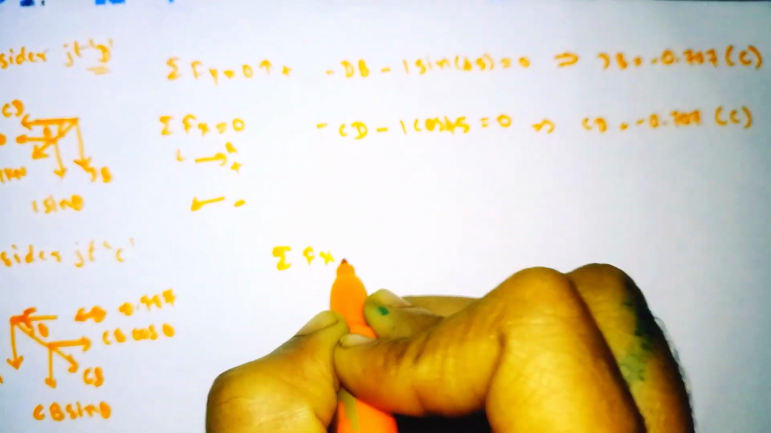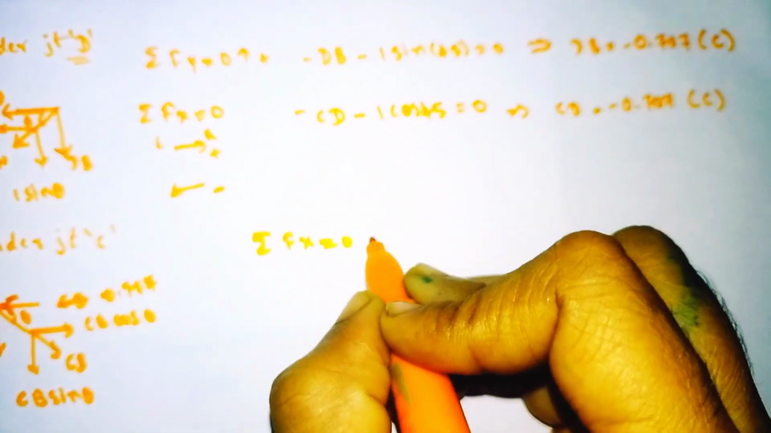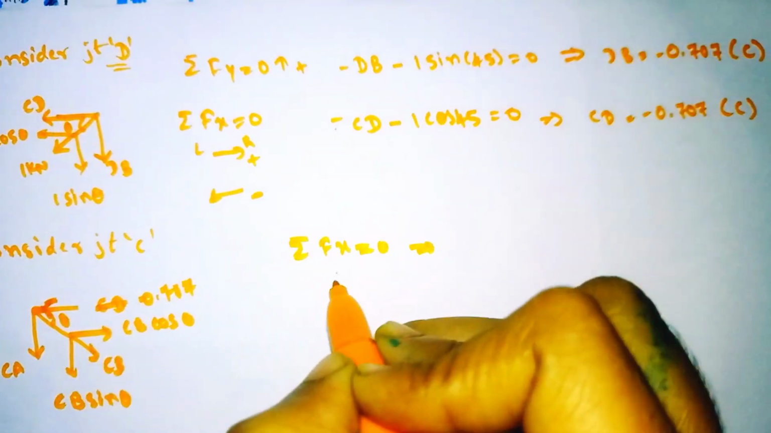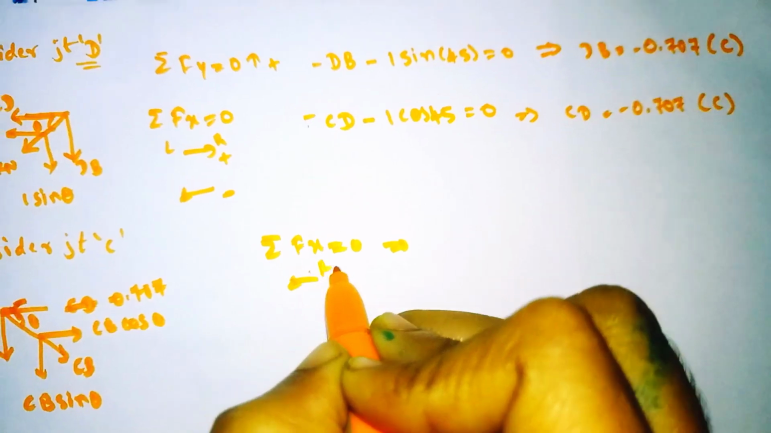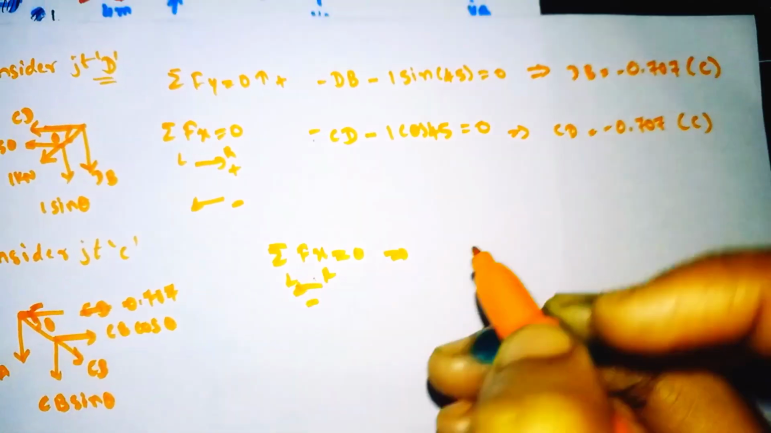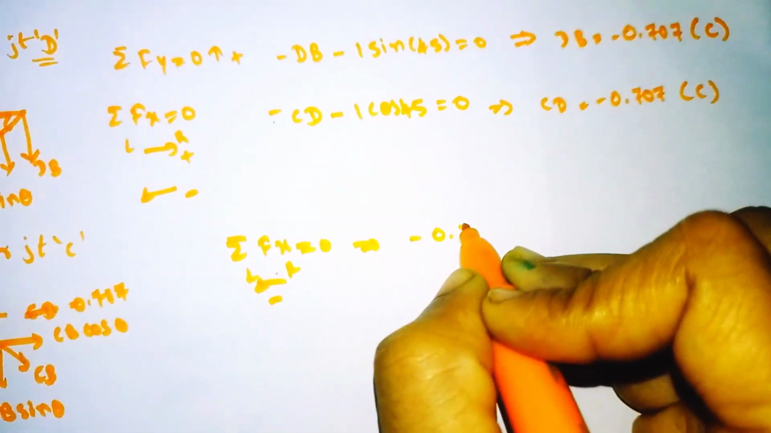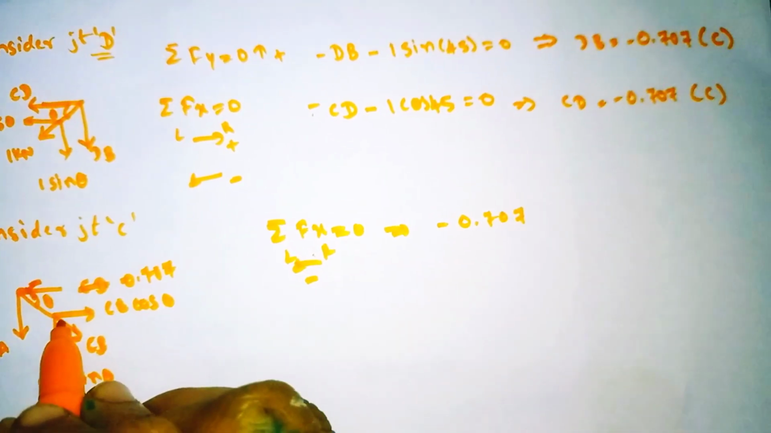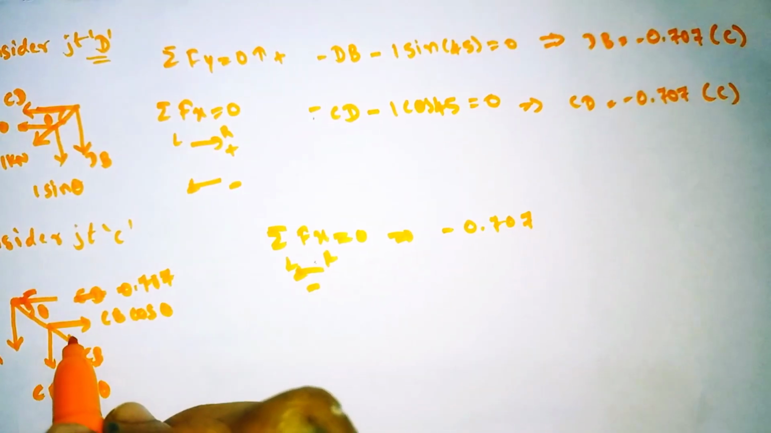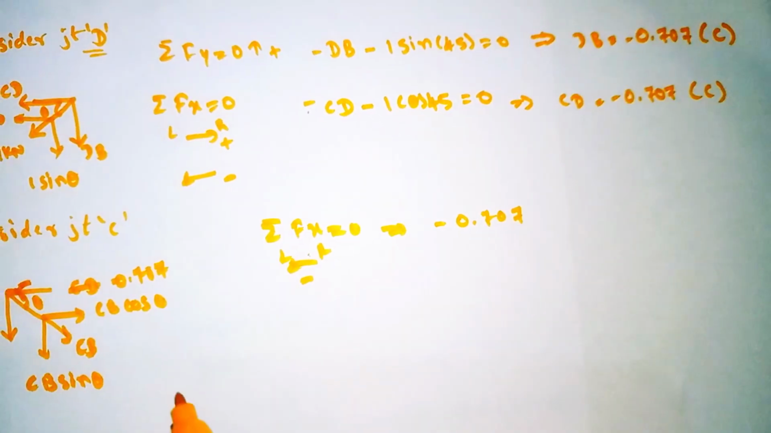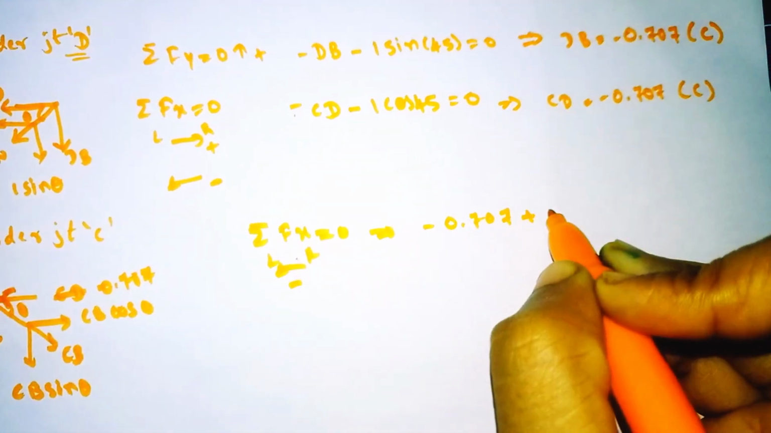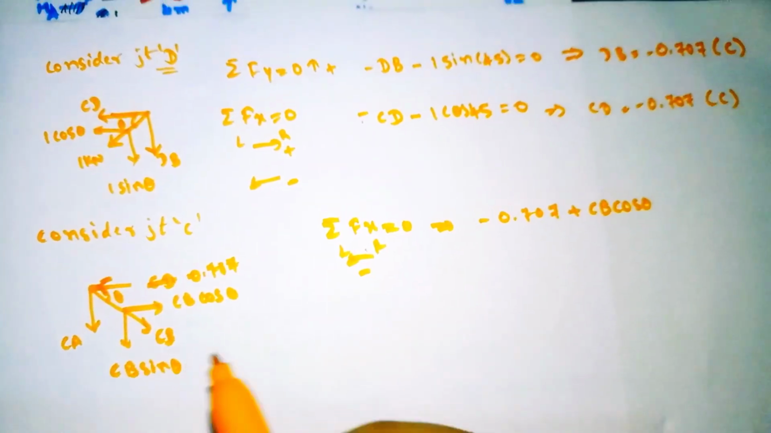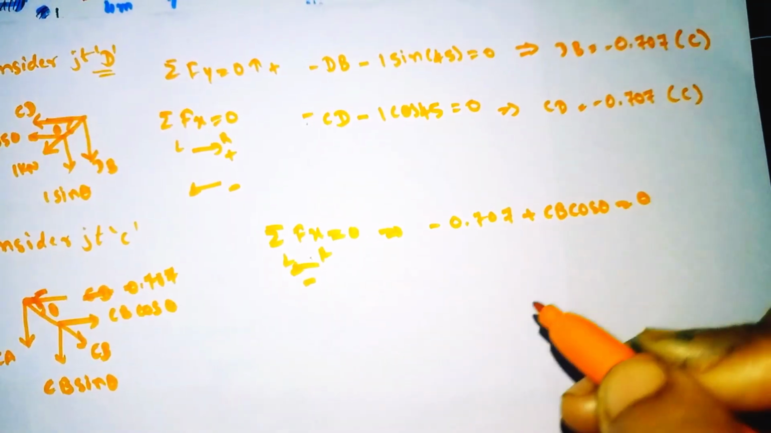Now we'll calculate summation of all the horizontal forces is equal to 0. Here horizontal is 0.707. It is moving right to left, which means negative, so minus 0.707, and the horizontal CB cos theta is moving left to right, so we need to take the positive, plus CB cos theta. Is there any horizontal forces? No. So is equal to 0. Now solve it.